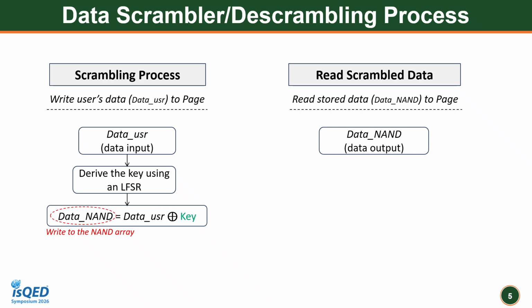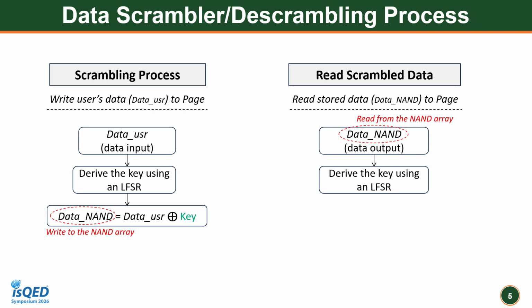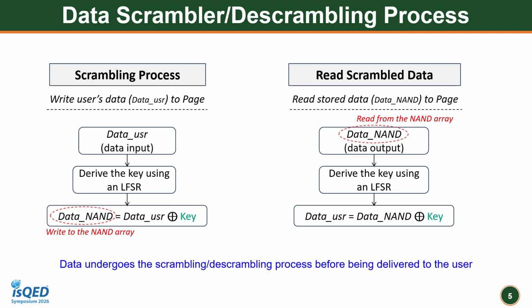To read the scrambled data, first the data from NAND flash will be read, and again the linear feedback shift register will derive the key based on the page number. And again, the randomized information from the NAND flash array will get XORed with the key, and that will give the user the valuable information. So this is how data scrambling and descrambling happen.